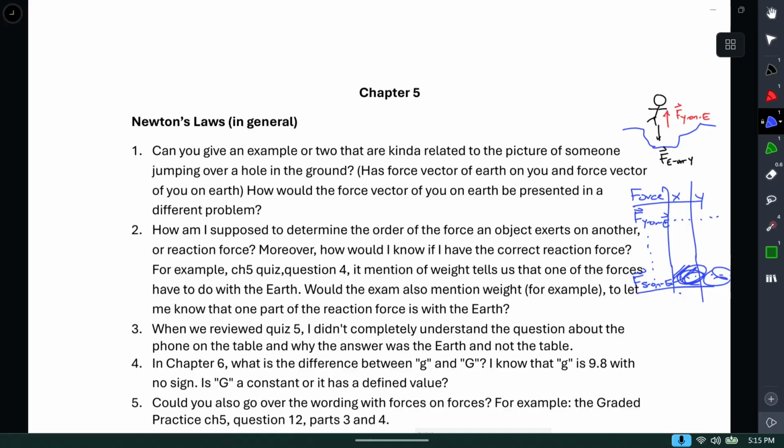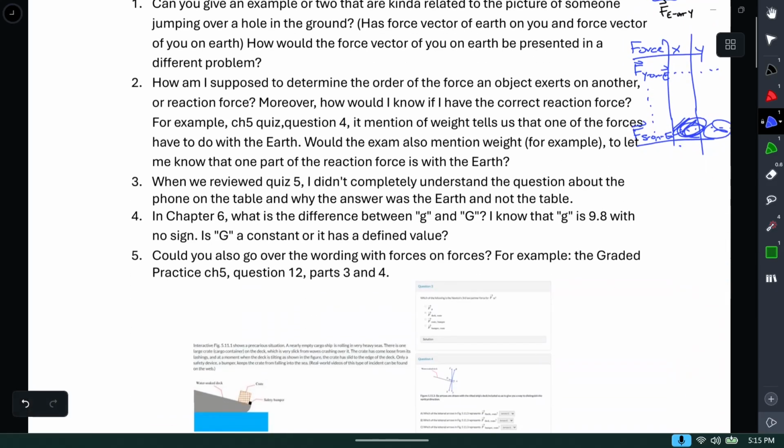Number 2, how am I supposed to determine the order of the force an object exerts on another, or reaction force? How would I know if I have the correct reaction force? So for the first part, the order, we talked about that. It doesn't matter which you call action or reaction, because there is nothing that comes first. They happen at the same time. But how would you know if you have the correct one is because the third law is deceptively simple. It's simple once you buy it, but up until then, it doesn't feel right to do.